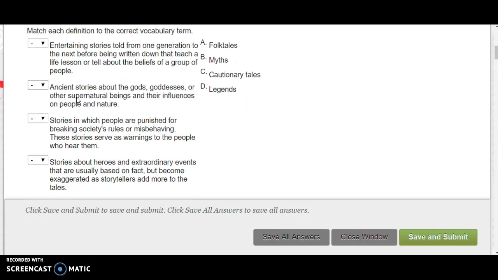Question 1. Match each definition to the correct vocabulary term. The definitions are: entertaining stories told from one generation to the next before being written down that teach a life lesson or tell about the beliefs of a group of people. The second definition, ancient stories about the gods, goddesses, or other supernatural beings and their influences on people and nature. The third definition, stories in which people are punished for breaking society's rules or misbehaving. These stories serve as warnings to the people who hear them.